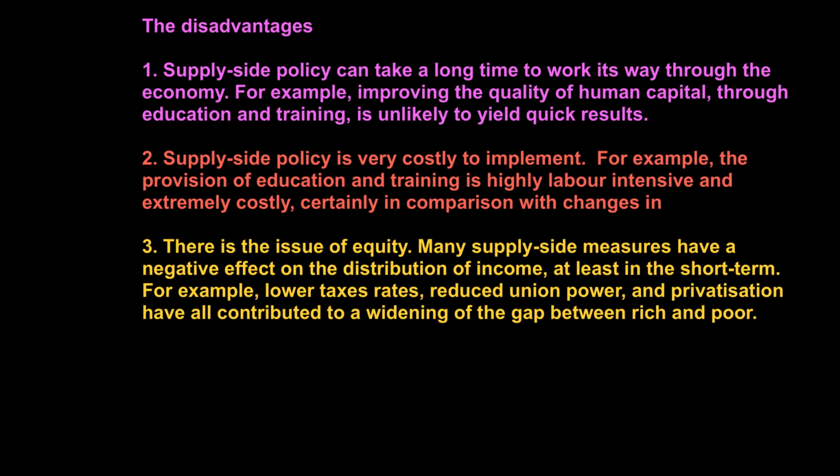The last issue is about equity. Many supply side policy measures have a negative effect on the distribution of income, at least in the short term. When you look at lowering taxes, when you look at reducing union power, when you look at privatization, all these policies can affect both the rich and the poor, especially the poor, because the poor might not like the fact that state welfare benefits are going down, or government expenditure or taxation are going down. Lowering taxes is basically those policies which affect the rich more, so they will benefit much more. So there could also be a problem in terms of creating inequality in the society.